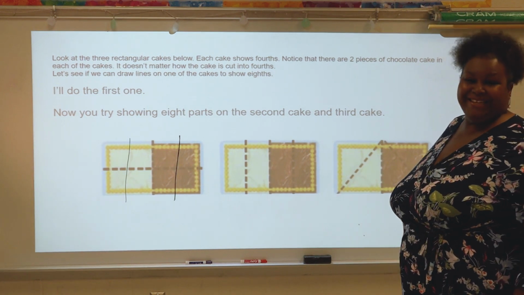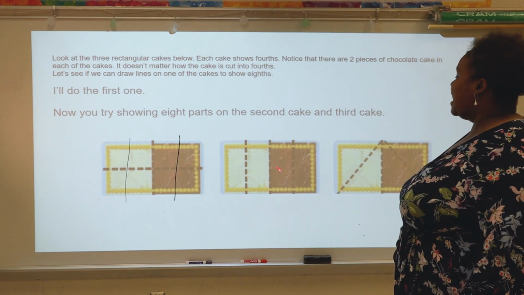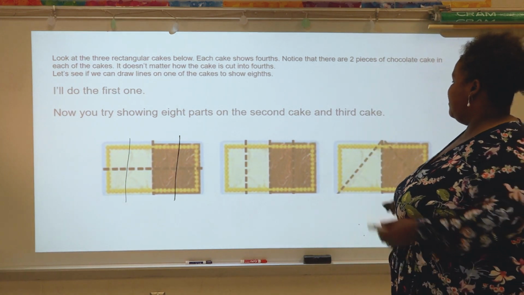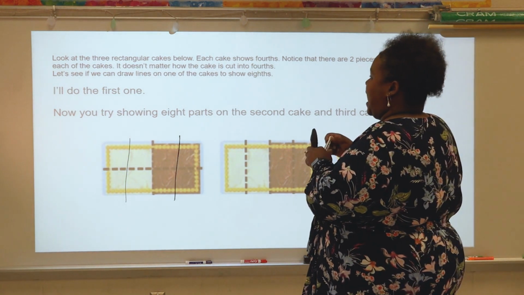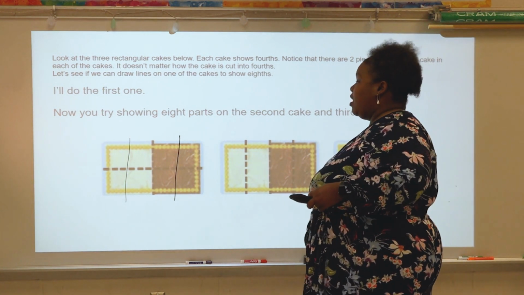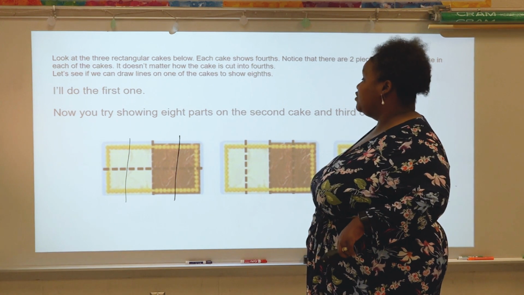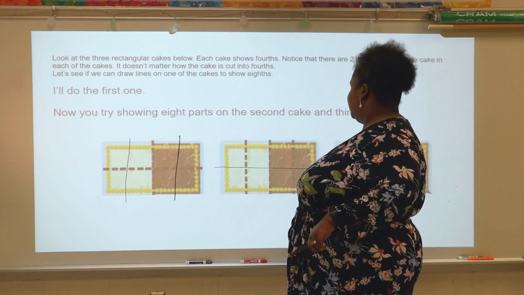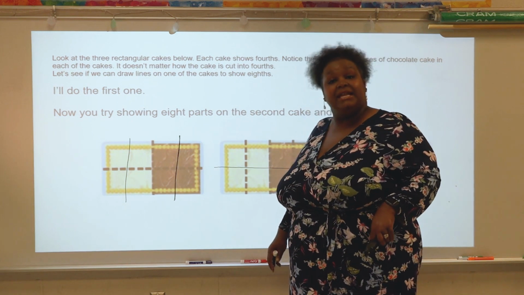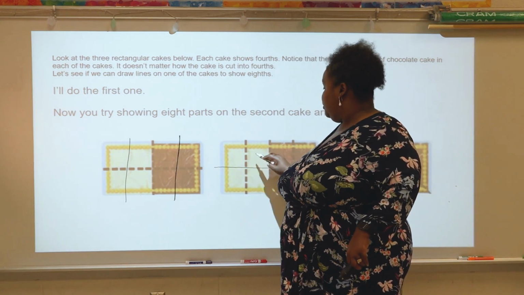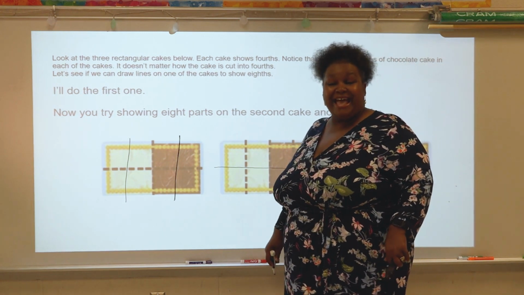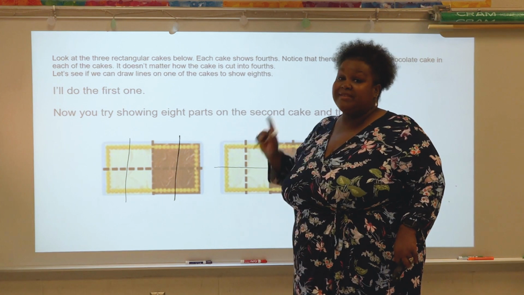All right, let's get right back to it. I gave you an opportunity to make your cakes into 8ths. With this one, I think if I draw a horizontal line directly across, I could make it into 8ths. Let's see if I draw this. I'm going to count and see if I have 8 equal pieces. 1, 2, 3, 4, 5, 6, 7, 8. I made it into 8ths. I hope you did one like this. Let's do one more.